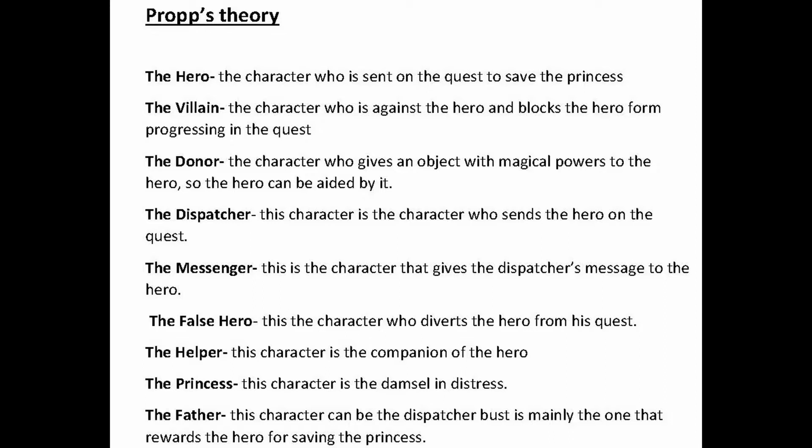So there's the hero, who is usually the character who is sent on a quest to save the day, or to save a specific person. In the case of fantasy films, it's a princess. The villain is usually the character who is against the hero and blocks the hero from progressing in the quest.